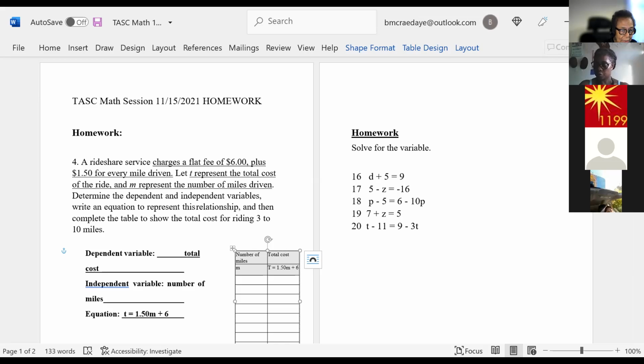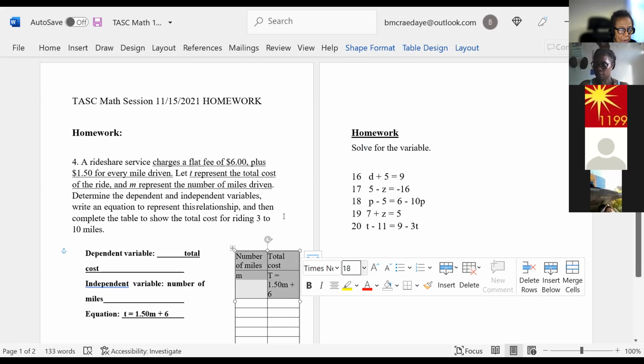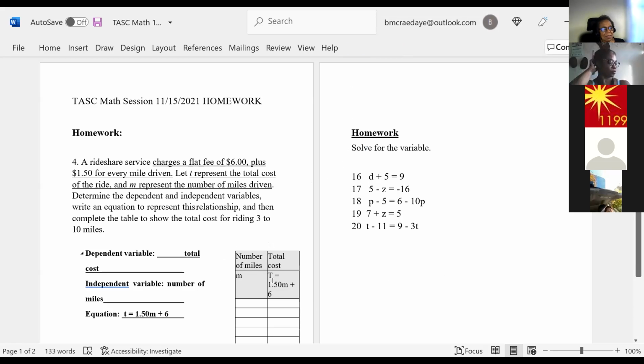Let me make that a little bigger so you can see it. Okay, number of miles is M because they gave us M represents the number of miles. T is the total cost. Let's stay with the little t. And that's 1.50 per mile. So that's 1.50 times M plus the fixed cost 6. Now, let's start filling out our table.